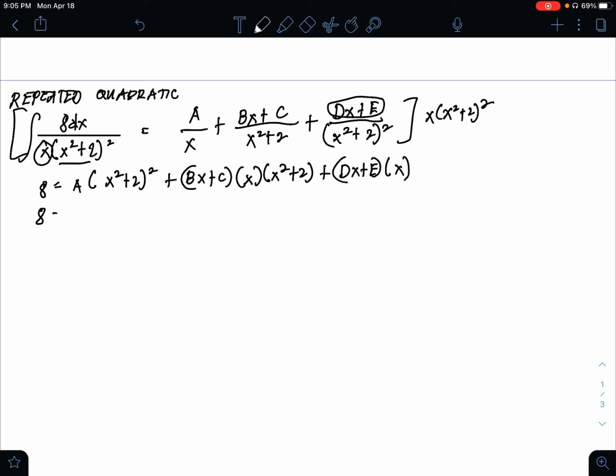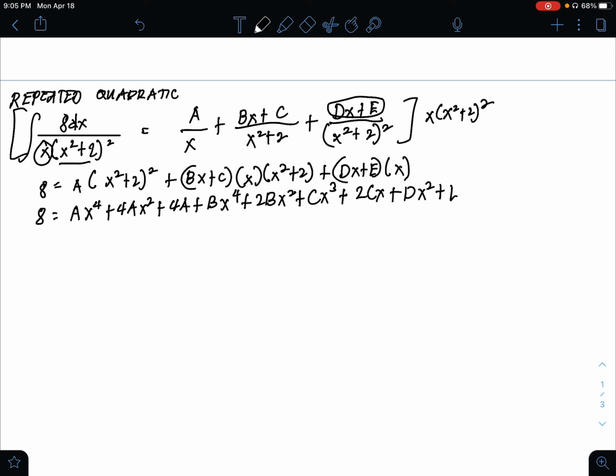Okay? So if we are going to distribute, that's 8 is equal to ax to the power of 4 plus 4ax squared plus 4a plus bx to the power of 4 plus 2bx squared plus cx cubed plus 2cx plus dx squared plus ex. Okay? So dx squared plus ex. Yes.